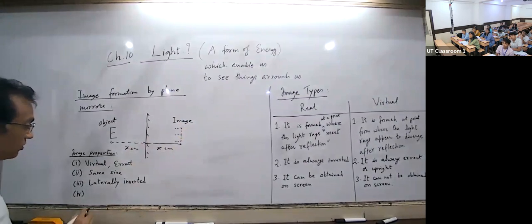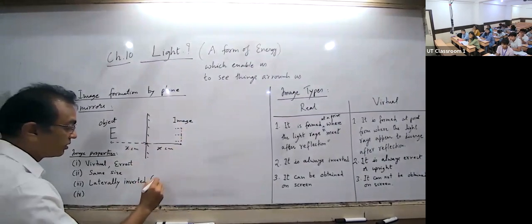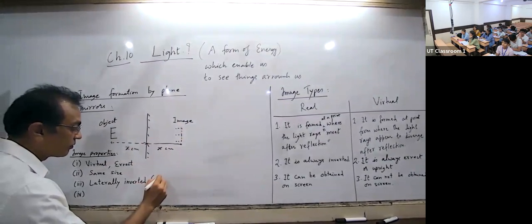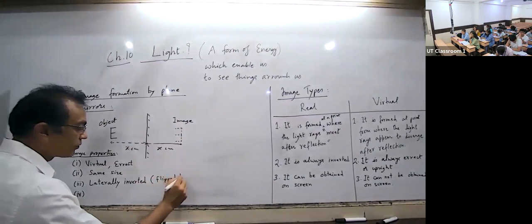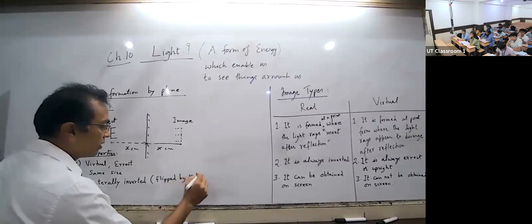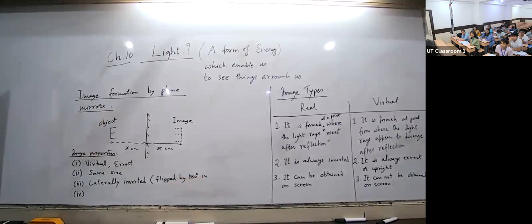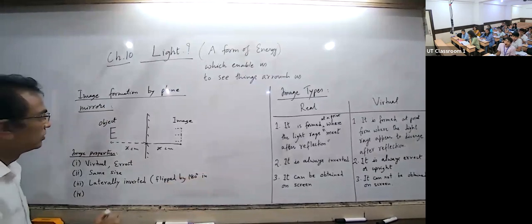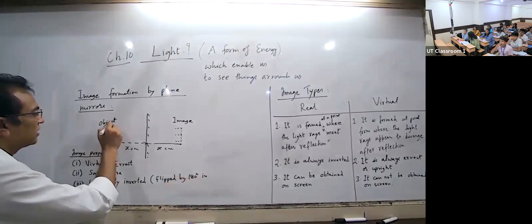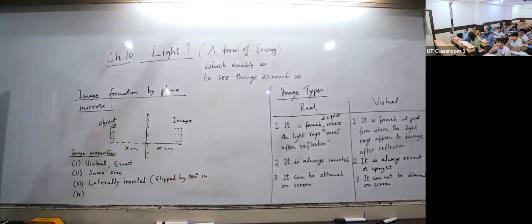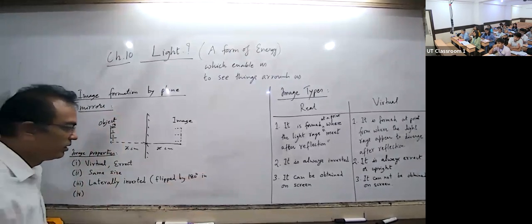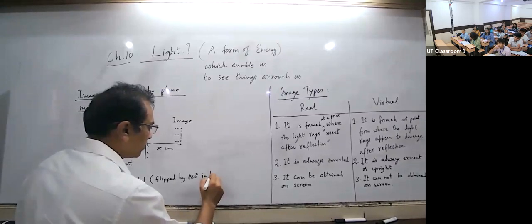ठीक है? So laterally inverted का meaning क्या होता है? Flipped by 180 degree, flipped around vertical axis. है ना? कहाँ पे inversion हो रहा है? Horizontal plane में, but axis क्या है? Vertical. ठीक है? So now if this is the axis, then it is flipped like this, 180 degree. So plane is horizontal, axis is vertical. Okay, either which way you can. So in horizontal plane.